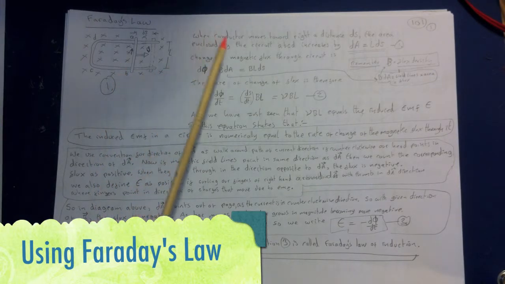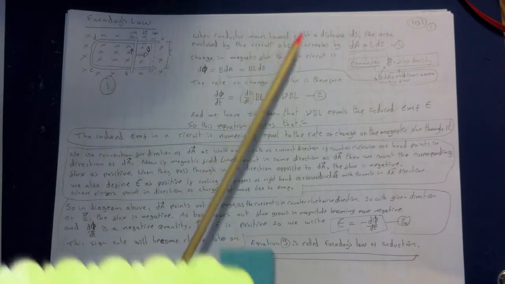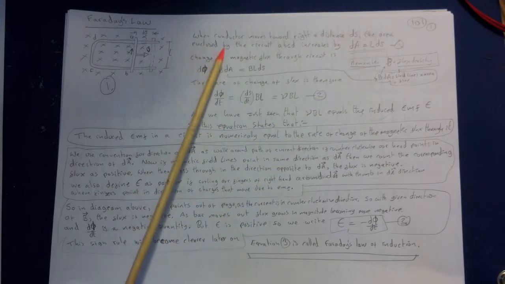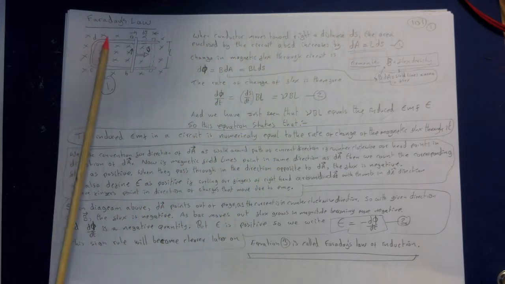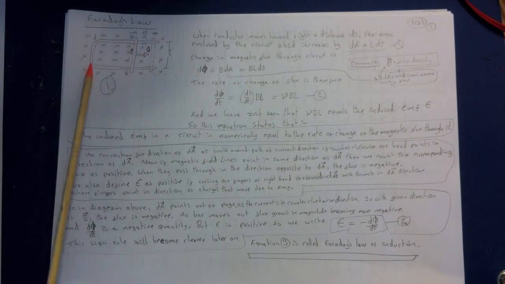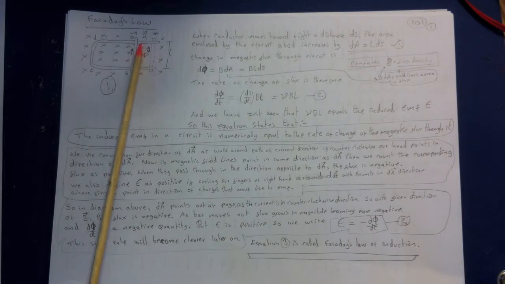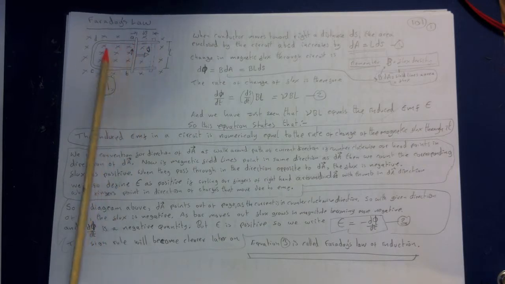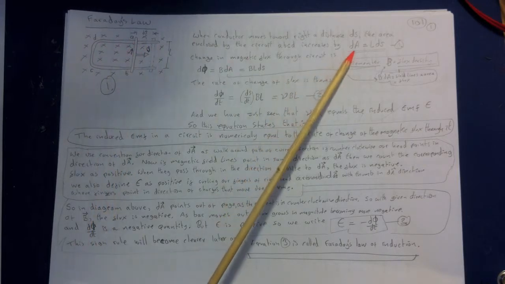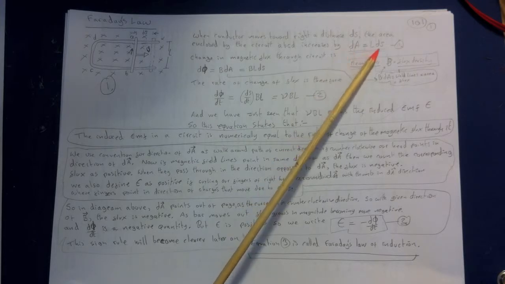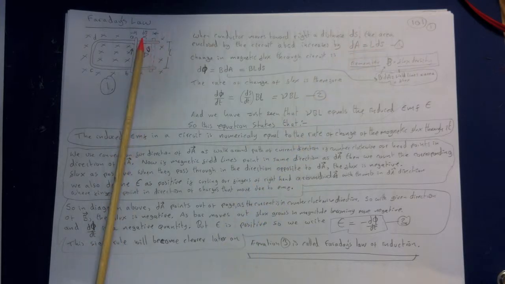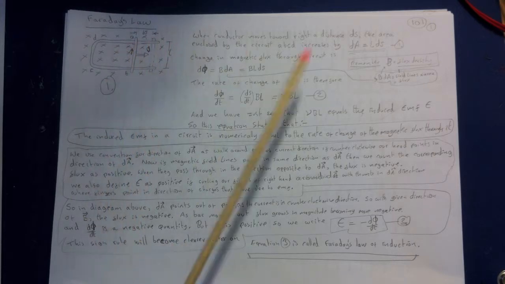When the conductor moves towards the right a distance ds, the area enclosed by the circuit, this area A, B, C, D, increases by dA. When it moves, this little bit of area becomes over here. So this area has been increased, and that area is equivalent to L ds. You can see that the length is L, this is ds. Obviously as that moves, the area increases by that amount.